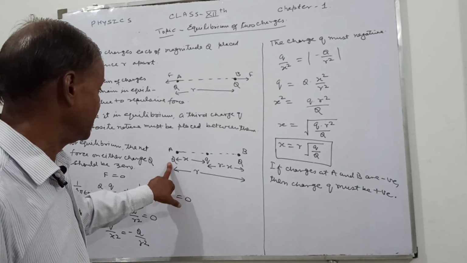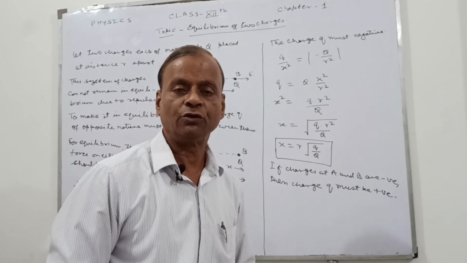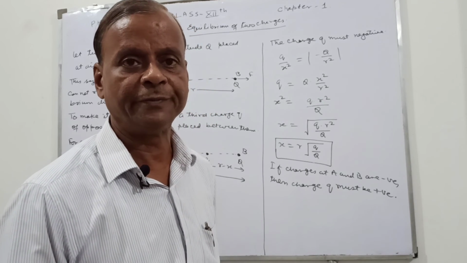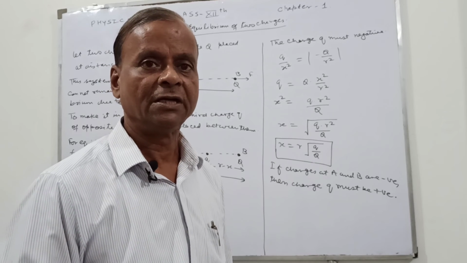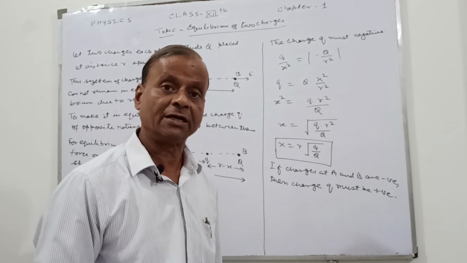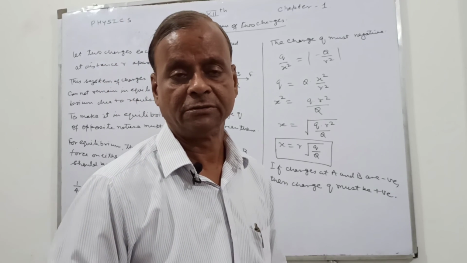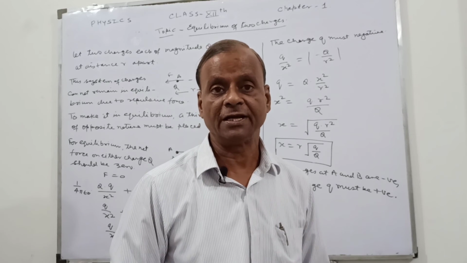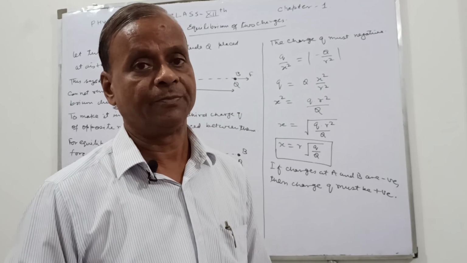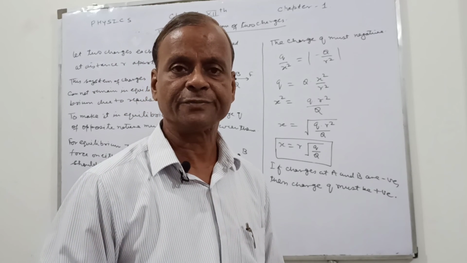If the charges at points A and B are equal and opposite, then there is no need to place a third charge for equilibrium, because they will attract each other and they will not fly off. So they are always in equilibrium. For example, sodium chloride, sodium and chloride have equal and opposite charges. So this is a stable equilibrium.